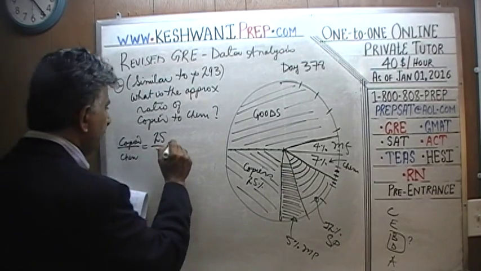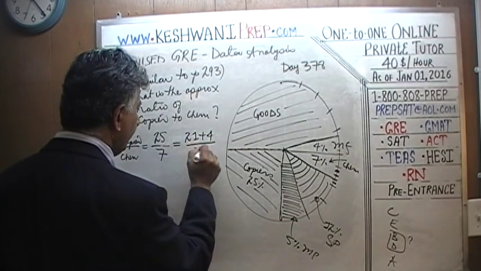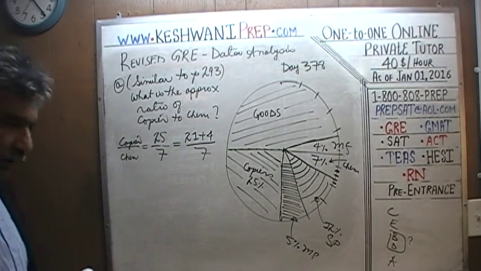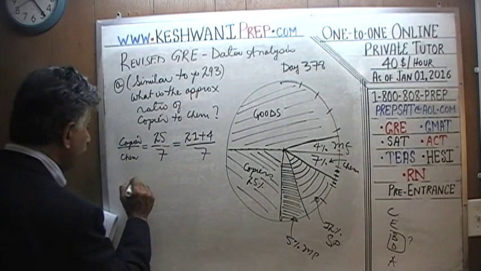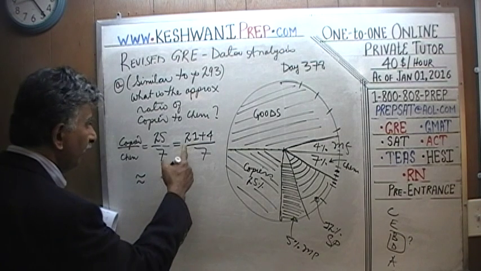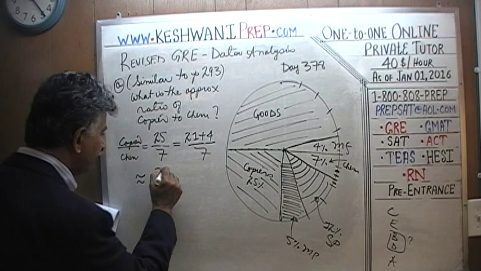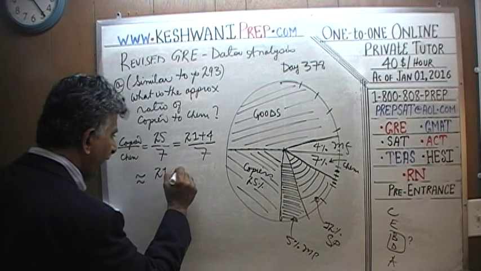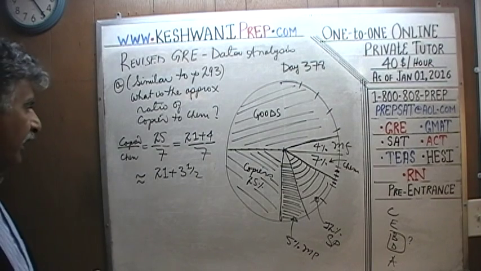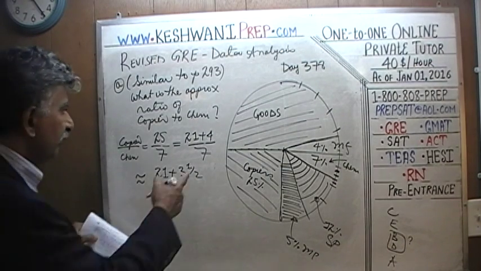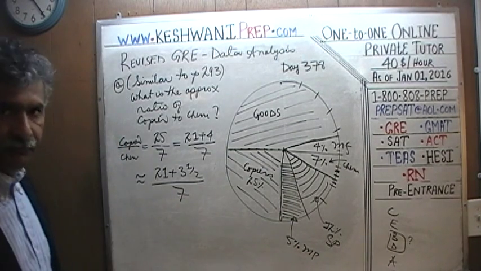What can we write? Would it be okay with you if I were to write my 25 as 21 plus 4 over 7, would that be okay with you? Now the approximation comes in here. Now that was the math, now the art comes into it. Would you agree that this is approximately the same as 21 plus 4, which is 25? Would you agree that 4 is approximately 3 and a half? Keep in mind that the correctness is slightly more than that. We are done.